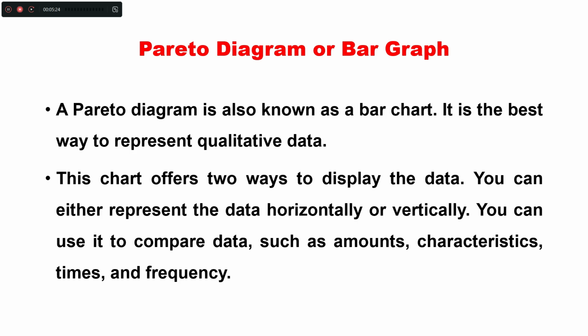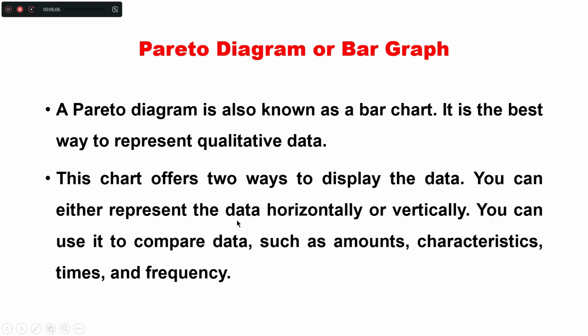Pareto diagram. A Pareto diagram is also known as a bar chart. It is the best way to represent qualitative data. All kinds of qualitative data are expressed in the bar graph, particularly categorical data like male, female, Hindu, Muslim, Christian, or place of residence, urban, rural. All these qualitative data, particularly categorical data, are expressed in the bar graph. This chart offers two ways to display the data.